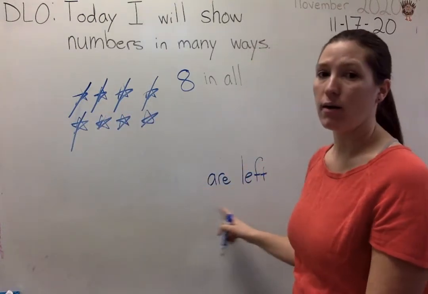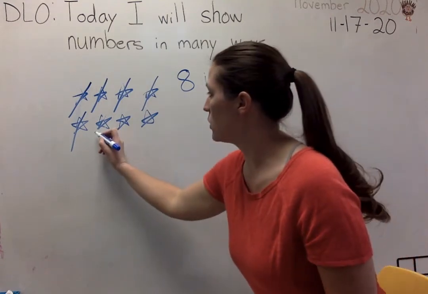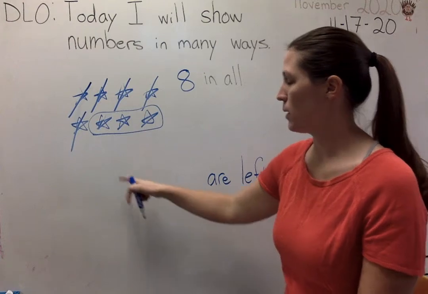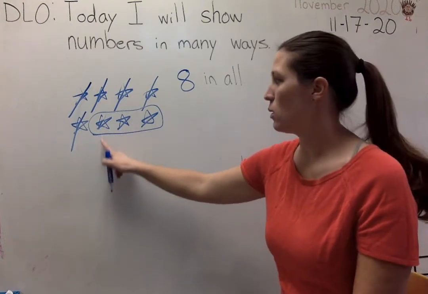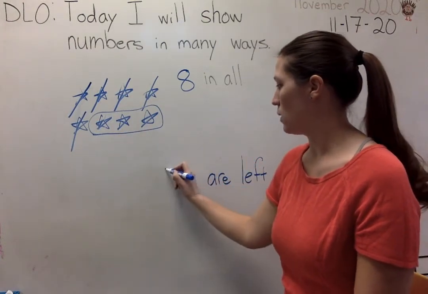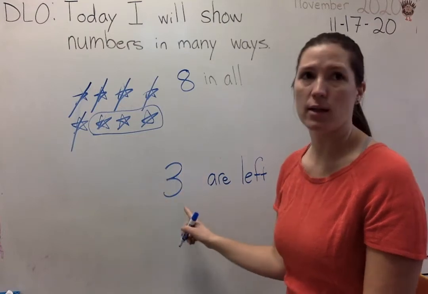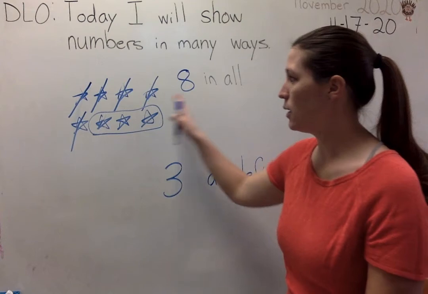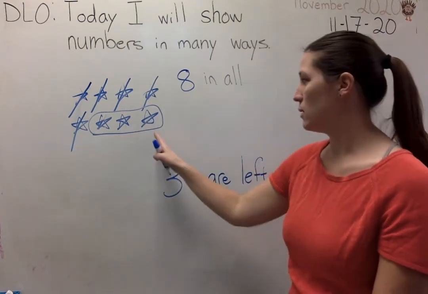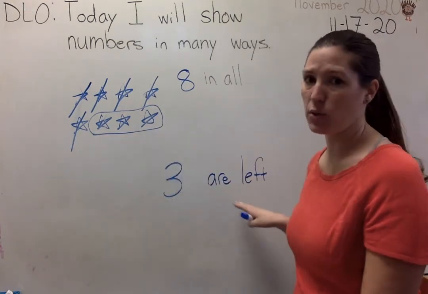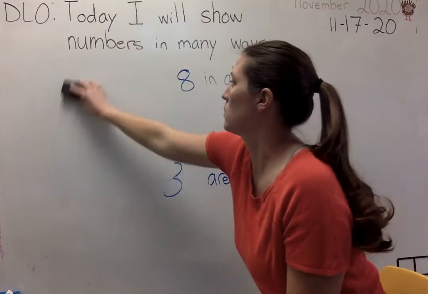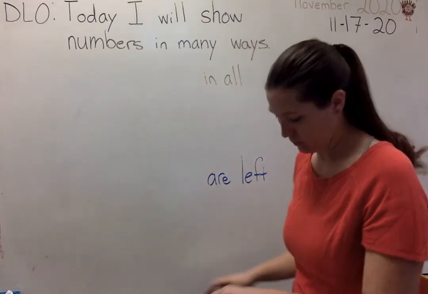How many are left? So I'm going to circle the remaining stars. How many stars are left? 1, 2, 3. Around the tree, around the tree. That's the way you make a 3. I had 8 in all. 5 of them went away, and I had 3 left. 3 are remaining.